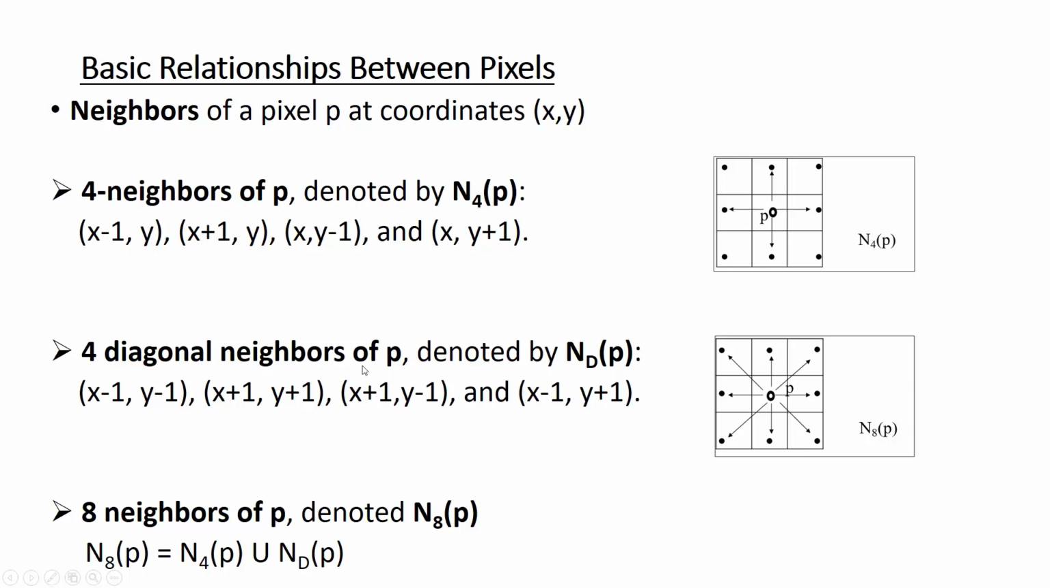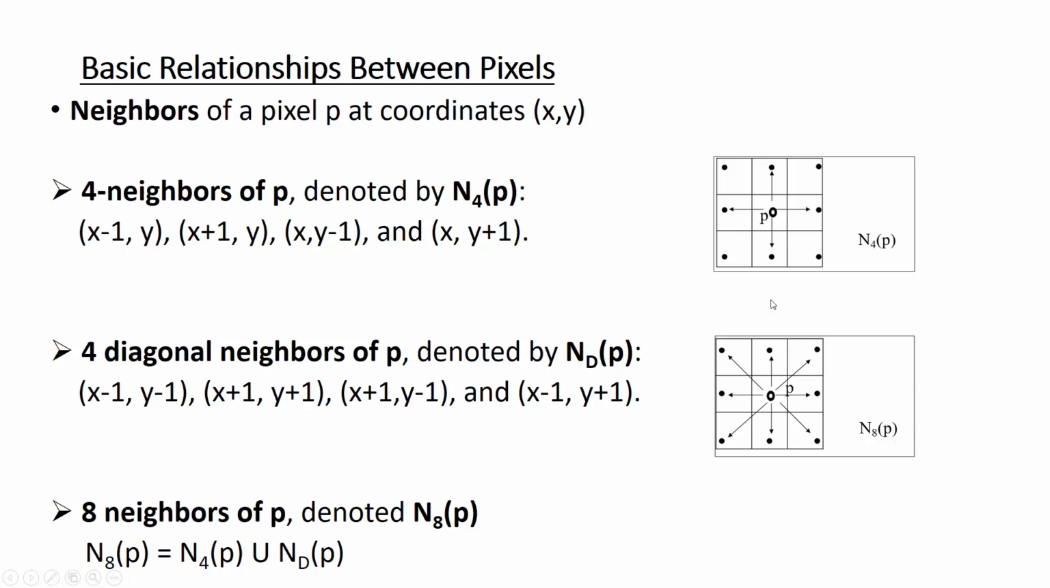Now, the four diagonal neighbors of P are denoted by ND(P). These are the four diagonal neighbors: this one, this one, this one and this one. That is (x-1, y+1), this one is (x+1, y+1), this one is (x+1, y-1), and this one is (x-1, y-1).